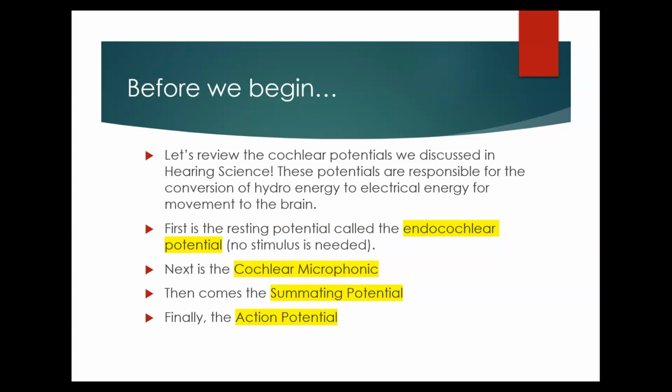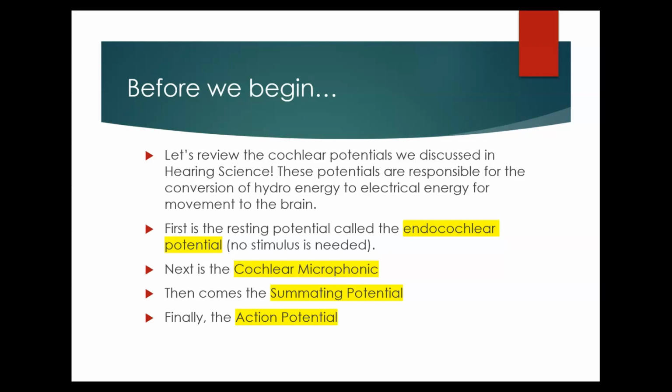The next three are what we refer to as action potentials, because there needs to be a stimulus in order for the action to occur. So the first potential that we can measure is called the cochlear microphonic. The cochlear microphonic is a potential that generally comes from the outer hair cells, and it mimics the input of the stimulus.